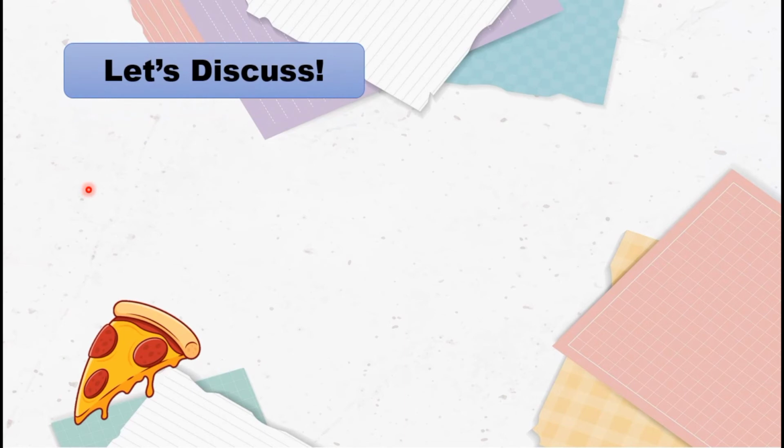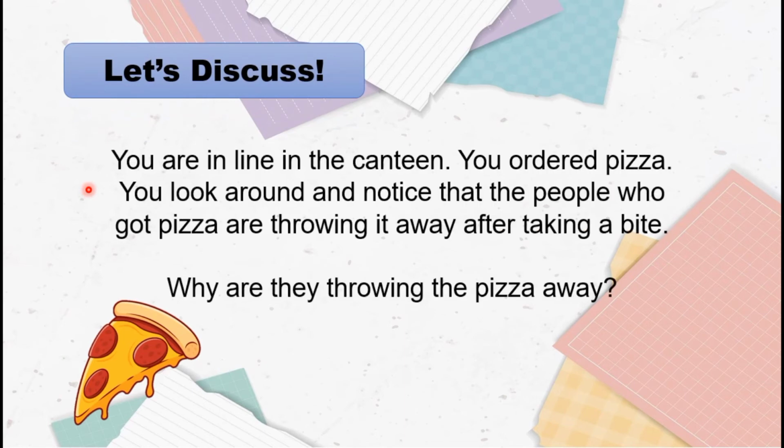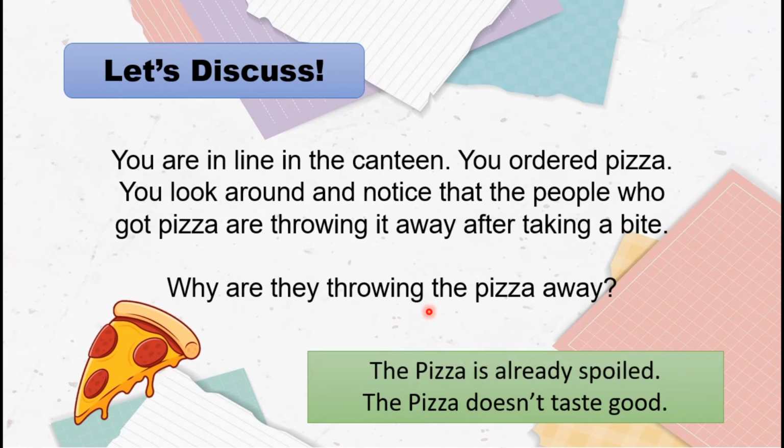Now let us discuss some examples. Let's read a passage and try to make our own conclusion. You are in line in the canteen. You ordered a pizza. You look around and notice that the people who got pizza are throwing it away after taking a bite. Why are they throwing the pizza away? If you already got an answer in your mind, then you are already making a conclusion. We can therefore conclude in this example that people are throwing it away because the pizza is already spoiled or the pizza doesn't taste good.